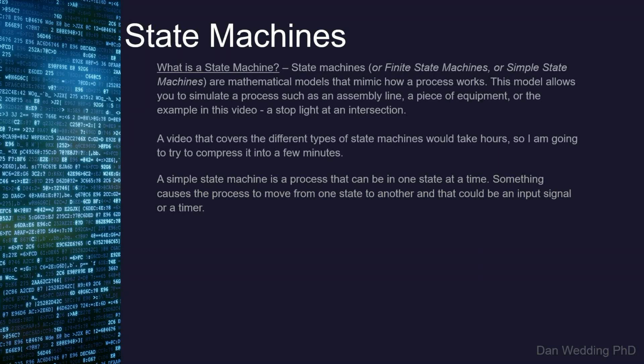State machines are mathematical models that mimic how a process works. This model allows you to simulate a process such as an assembly line, a piece of equipment, or the example in this video, a stoplight at an intersection. A video that covers the different types of state machines would take hours, so I'm going to try to compress this into a few minutes. A simple state machine is a process that can be in one state at a time. Something causes the process to move from one state to another, and that could be an input signal or a timer.